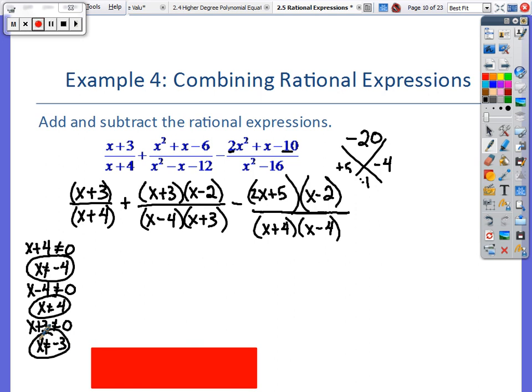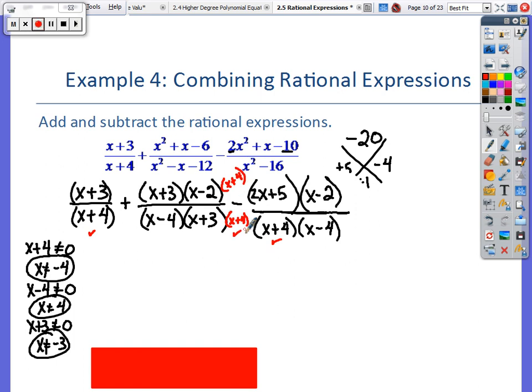Now my objective is to create common denominators for all 3 of these fractions. And so you see, oh, this one has an x plus 4. This one has an x plus 4. Guess what this one needs? You're right, an x plus 4. So you're going to multiply in an x plus 4 on top and bottom. Now all 3 of them have an x plus 4.